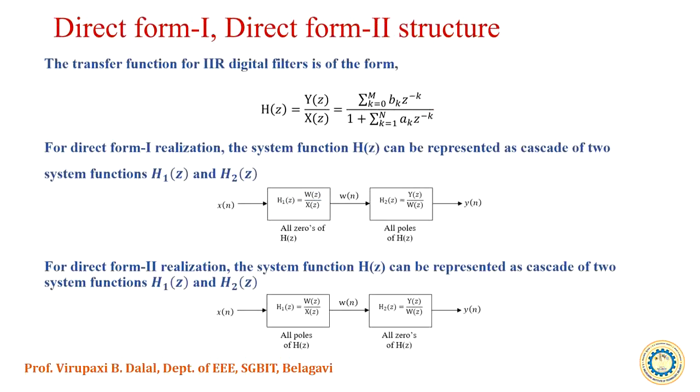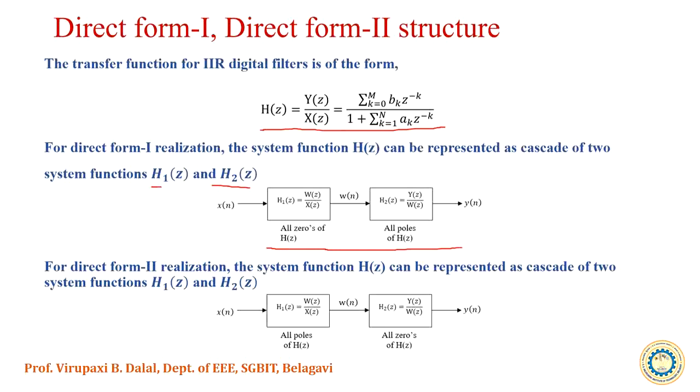Let us take direct form 1 realization of IIR filter. The general structure of IIR filter is written here. The transfer function H(z) is split into two sub transfer functions, that is H1(z) and H2(z). While realizing direct form 1, H1(z) and H2(z) should be connected in series like this. The first block represents H1(z).